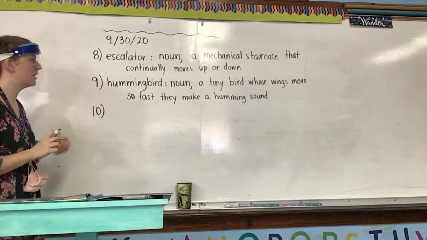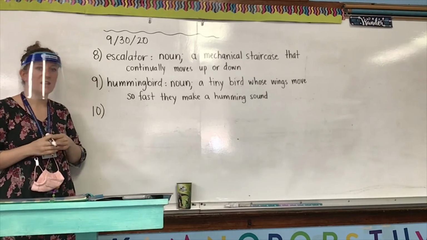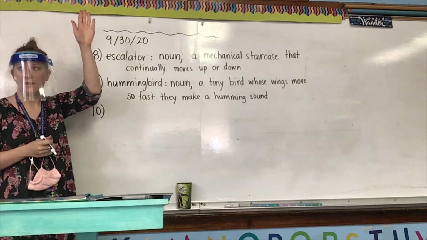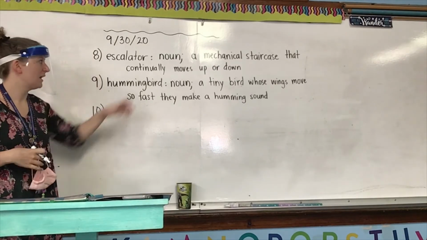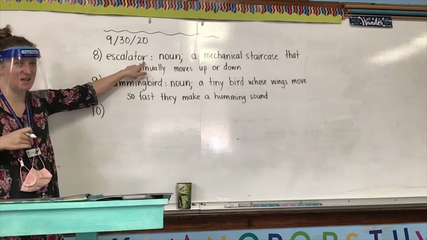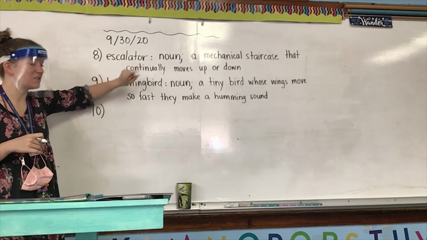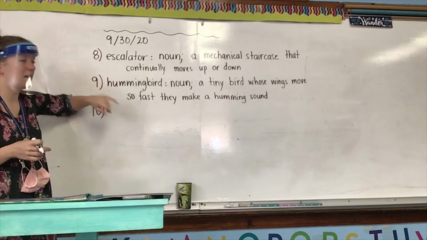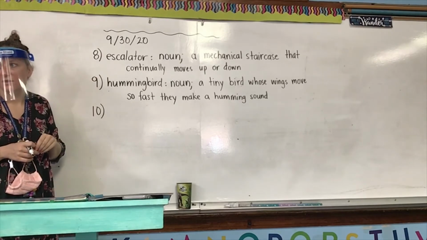Let's look at escalator and hummingbird really quick. Those are nouns, people, places, things that I can make plural. How would I make escalator plural? Carla? You add an S. I would just add S because I don't have any of those hissing sounds, S, CH, SH, Z, or X. So I just add S. I also don't have a Y, so I don't have to worry about that. What about hummingbird? How would I make that plural? Victoria? Just add an S.